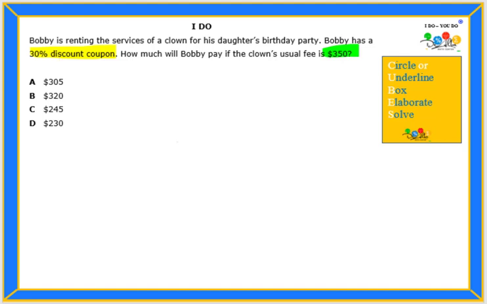So we have highlighted our important information, which is the first part. We either need to circle, underline, or highlight somehow, to make that more presentable. And then we're going to box in our question. How much will Bobby pay if the clown's usual fee is $350? So we want to know how much will Bobby pay.